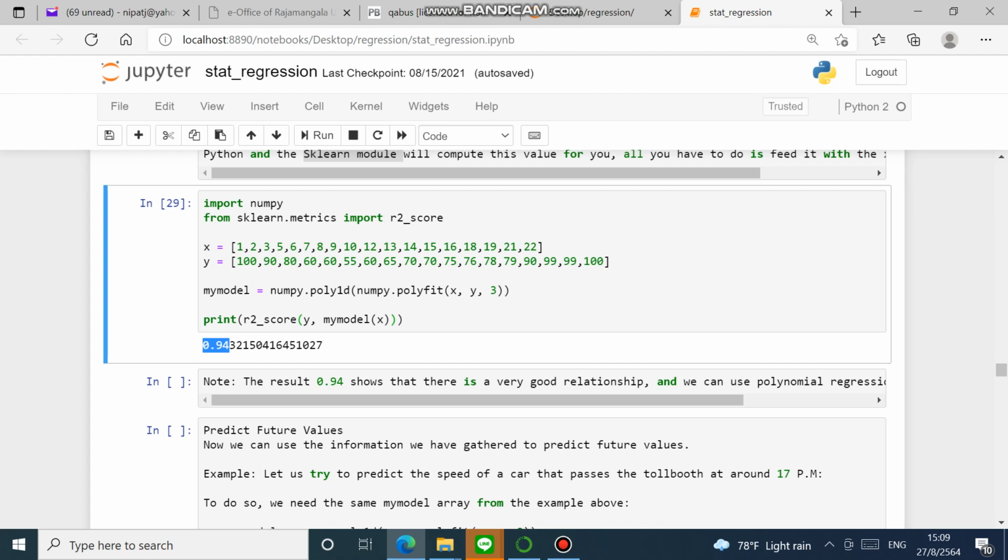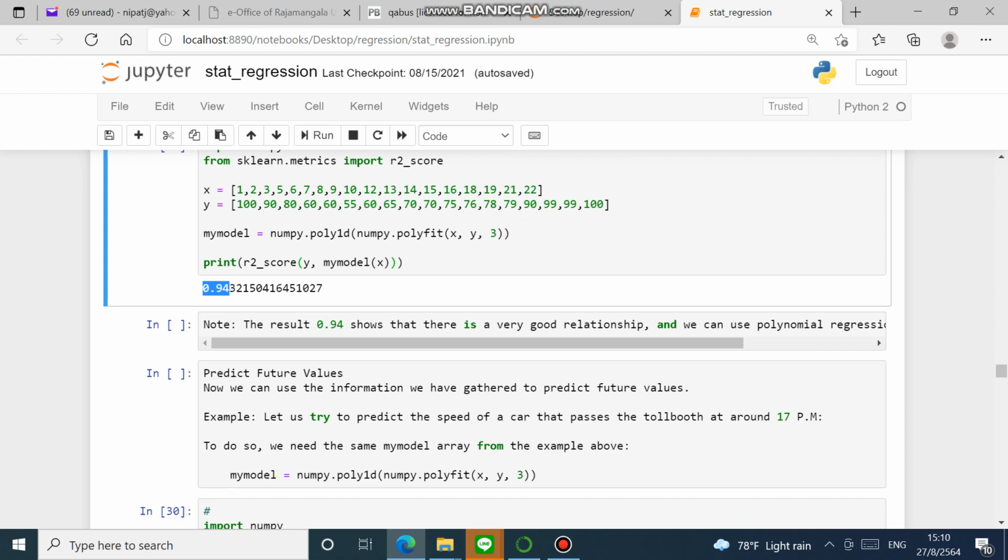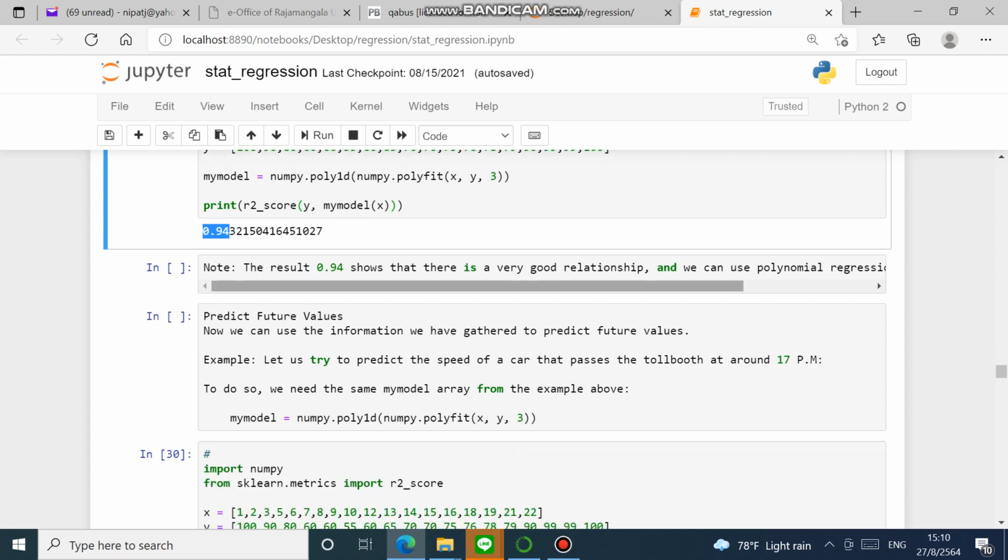What does it mean? It shows that there is a very good relationship, and we can use polynomial regression for future prediction. To confirm whether we can use polynomial regression for predicting future values, we have to compute R squared.